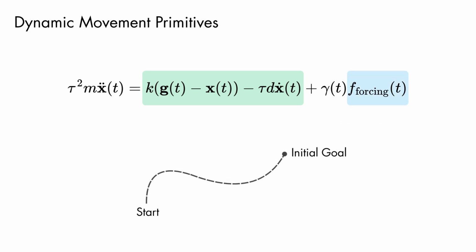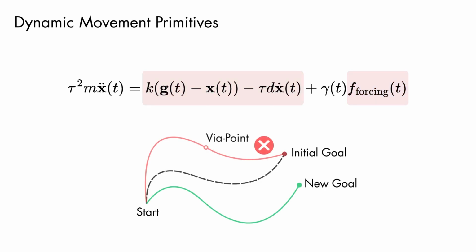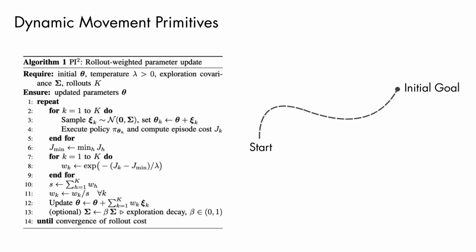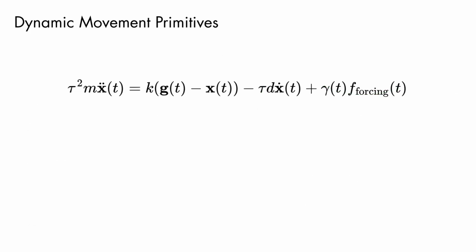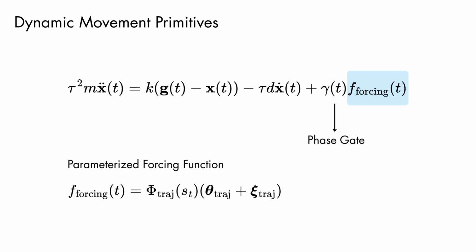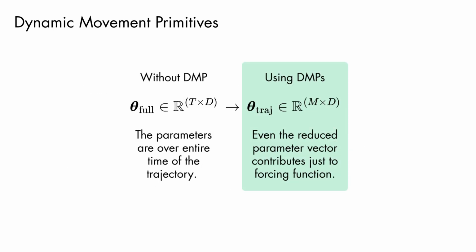While they generalize well to new goals, they struggle with complex motions. Using model-free learning, we can enable complex trajectory adaptation while preserving DMP stability by parameterizing only the gated forcing function, which decays near the goal. This also reduces the search space.